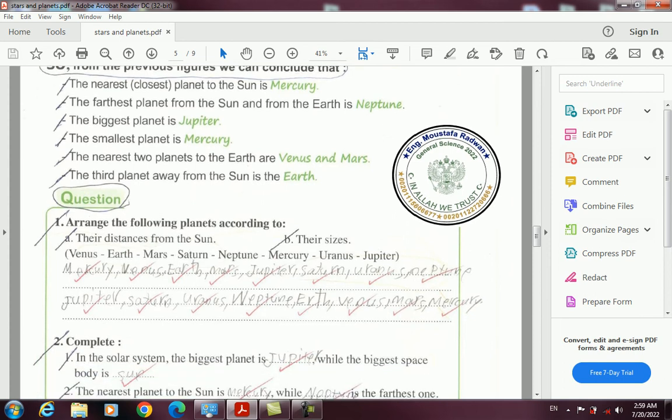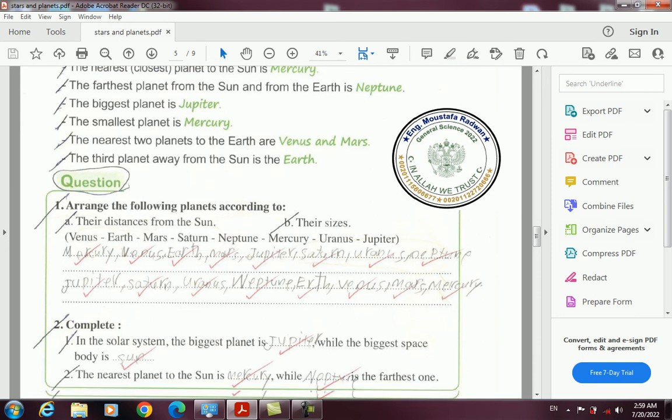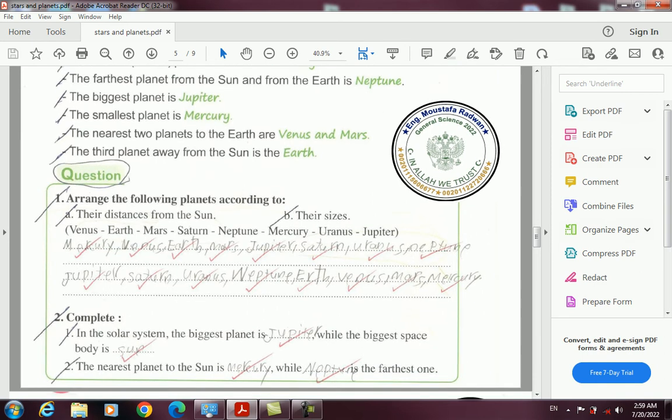So, for another refreshing question, complete. In the solar system, the biggest planet is Jupiter, while the biggest space body is the sun. Number 2, the nearest planet to the sun is Mercury, while Neptune is the farthest one, the very far.